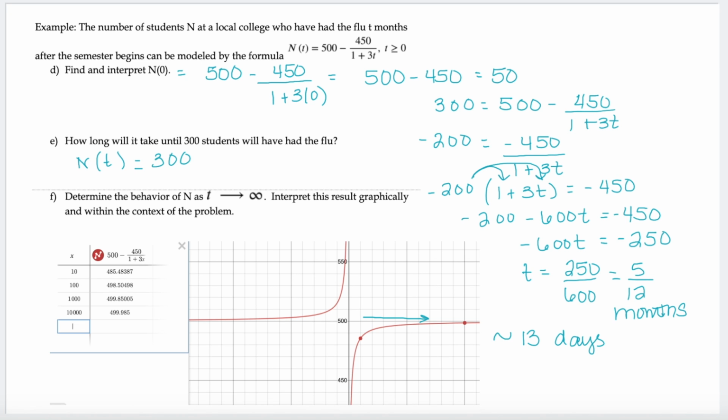We can see that it is approaching 500 also by looking at our table, as our x values are approaching 100, our y values are approaching 500, and they're approaching 500 from the bottom side, so from the lower side. So as t is approaching infinity, we can say that the population is approaching 500 from the bottom side. So as time goes by, only a total of 500 students will have had the flu.